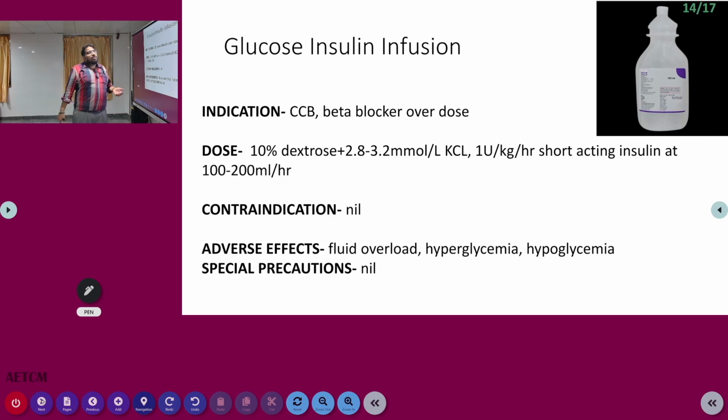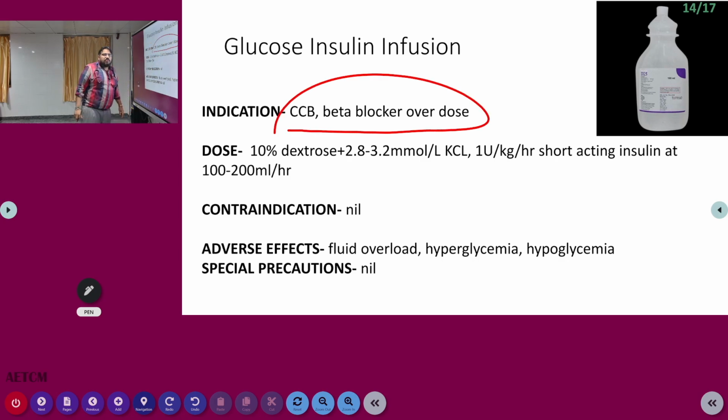Now, the next commonly used one is glucose insulin infusion. One of the common indications is calcium channel blocker toxicity and beta blocker overdose. You can give glucose insulin. How to prepare, that is a question. You take 10% dextrose, and you add around 2.8 to 3.2 millimoles of KCl to it.